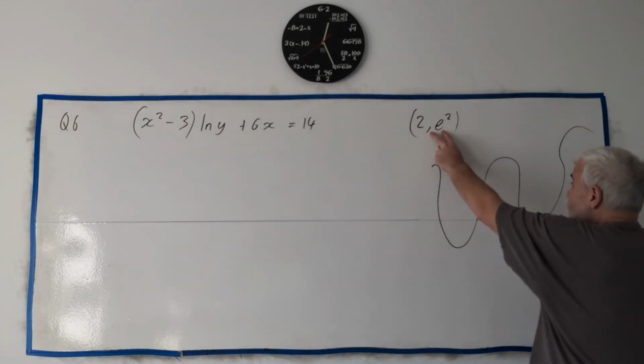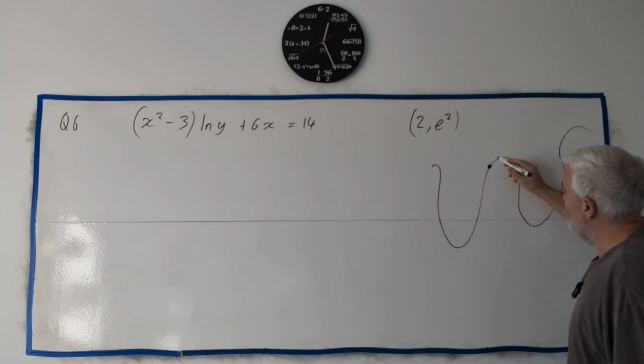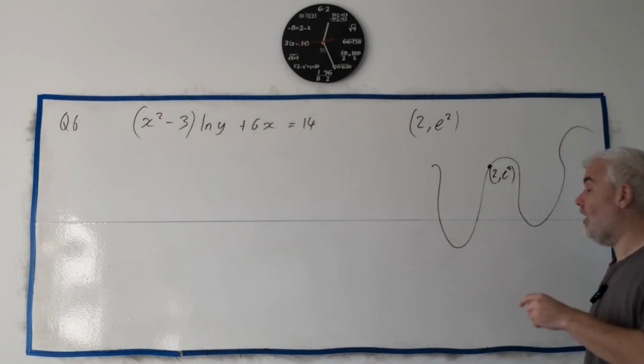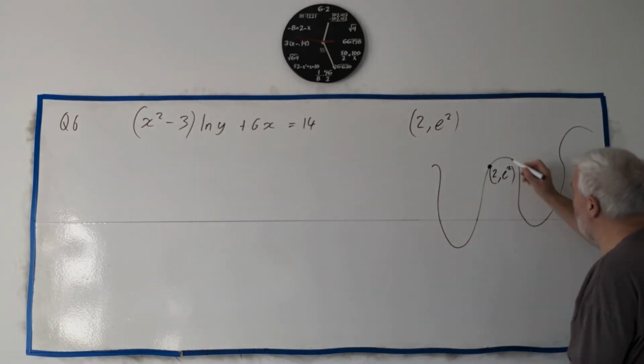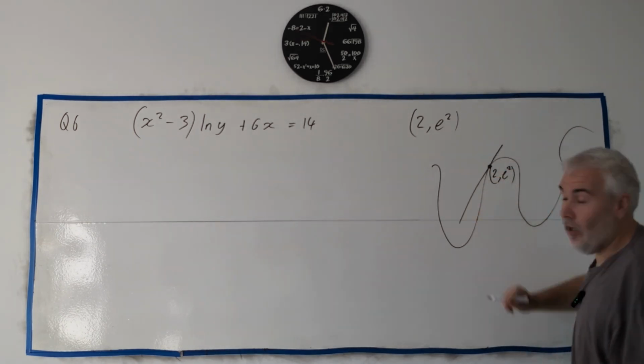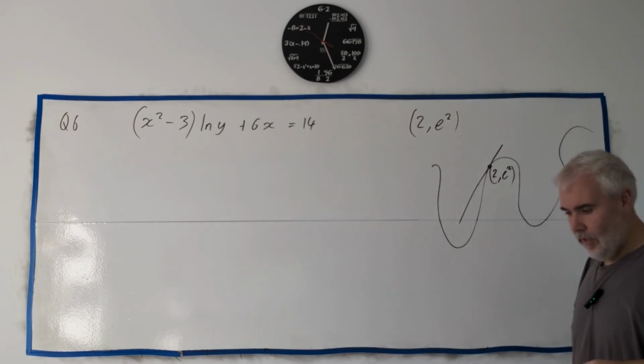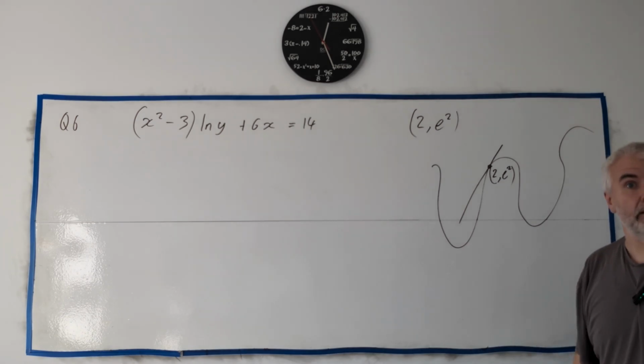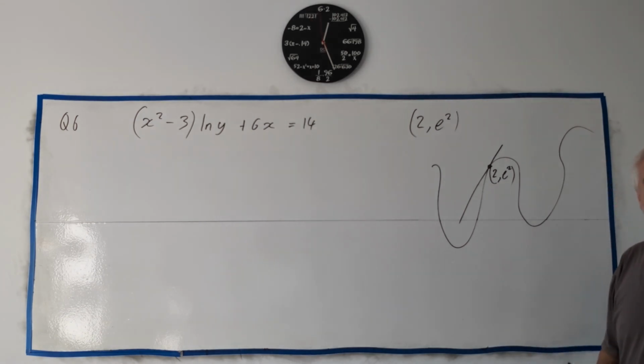They're telling us this point is on it. Maybe it's right here. So we're given a point, (2, e squared). And they just want us to find the tangent at this point, the equation of the line of the tangent. So this question now comes down to: what's the equation of this line here? They just want you to find the equation of a line.